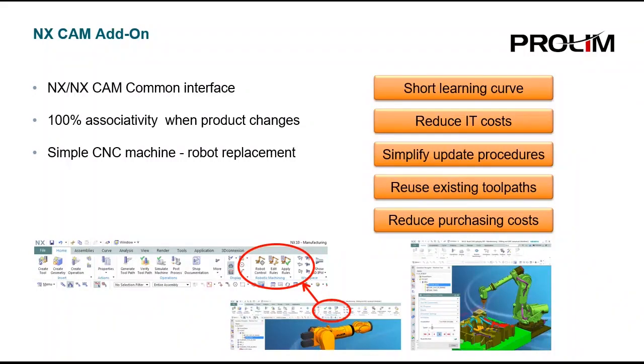Here we can see some other highlights. On CAM Robotics, we can use the common CAM interface. So in this case, we will have a short learning curve. We can also have 100% associativity when the product changes. If there is any product change, we can quickly see those changes and also update the paths and the process, and we can easily replace robots if needed. If we start the programming process using one specific robot and during the programming process we have to change the robot, we can do that following a few steps.